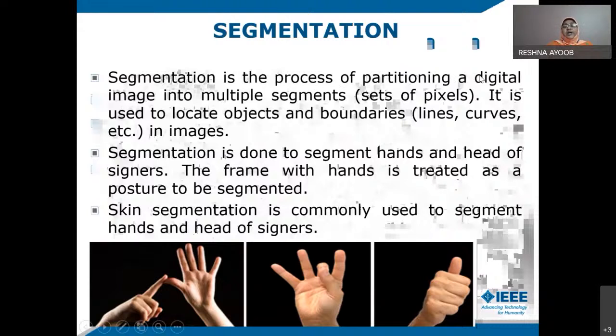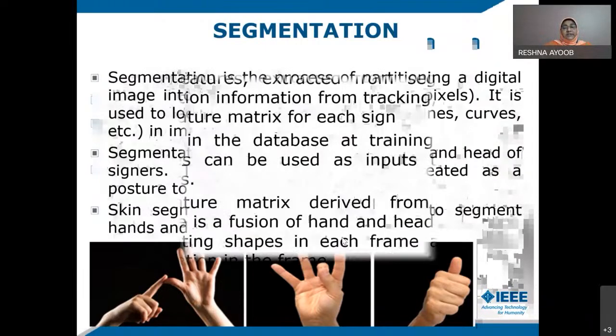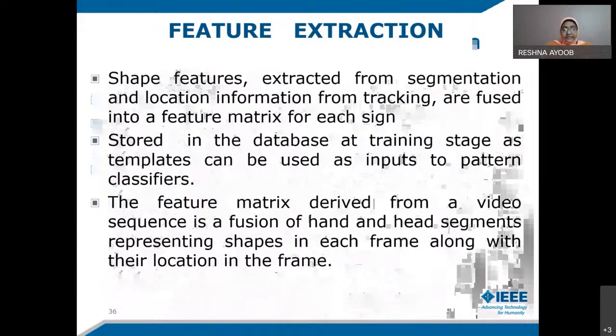So segmentation is the process of partitioning a digital image into multiple segments, and it is used to locate objects and boundaries. It is done to segment the hands and head of the subject. The frame with the hand is treated as a posture to be set. Usually, skin segmentation is used to segment the hand and head of the signer, but it also has some complexities, which we'll discuss in the next slide.